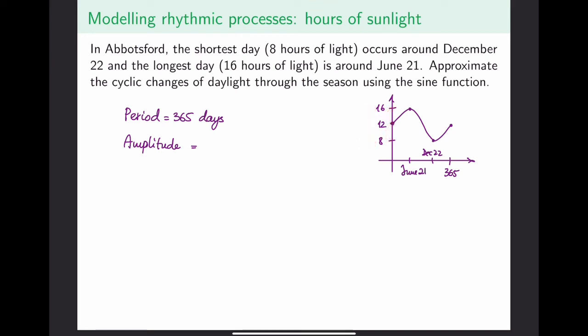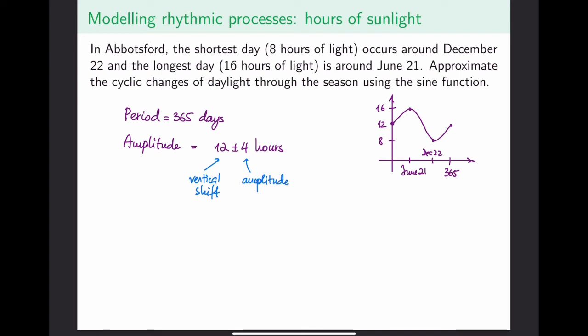And I'm going to have to take care of that. So I have 12 plus minus 4 hours. And that means that my vertical shift is actually 12. And my amplitude, so the height of the function itself, is actually going to be 4.